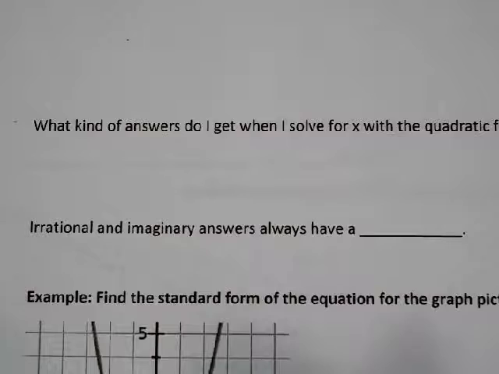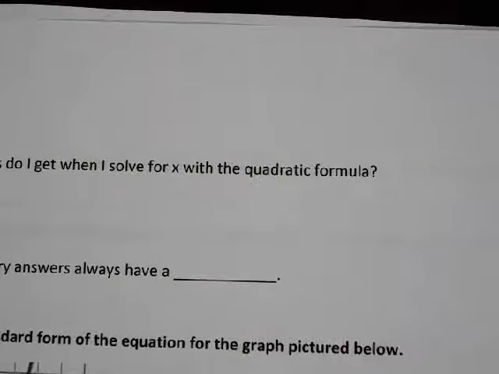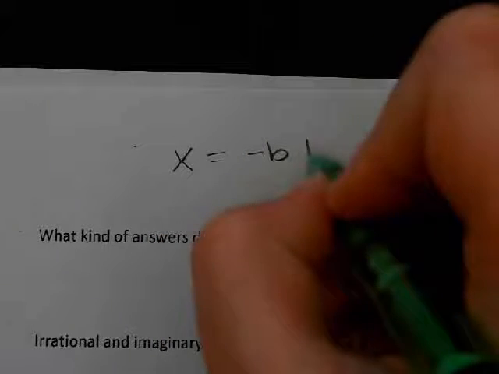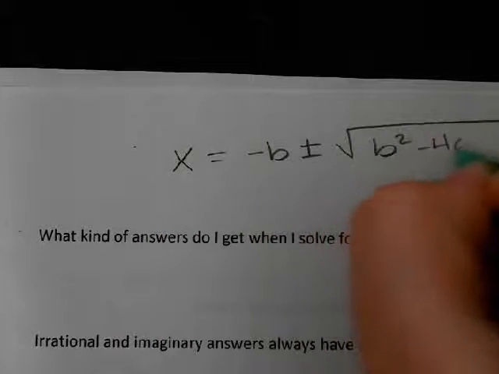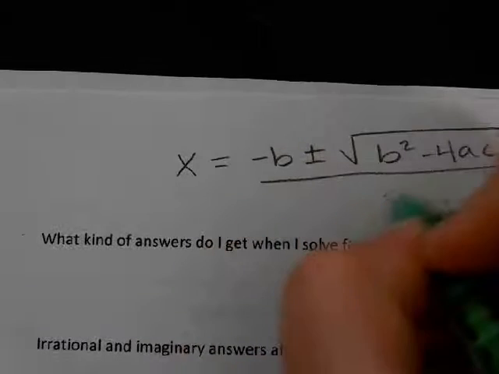Okay. All right. Well, what kind of answers do I get when I solve for x with the quadratic formula? Well, let's remember what the quadratic formula is. X equals negative b plus or minus the square root of b squared minus 4ac, divided by 2a. Okay.